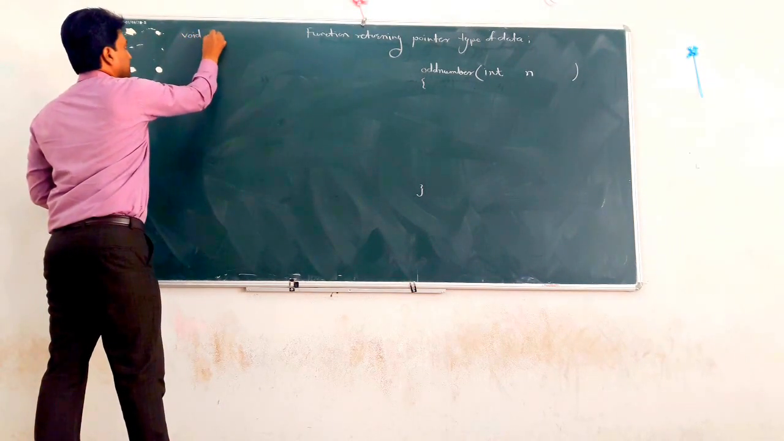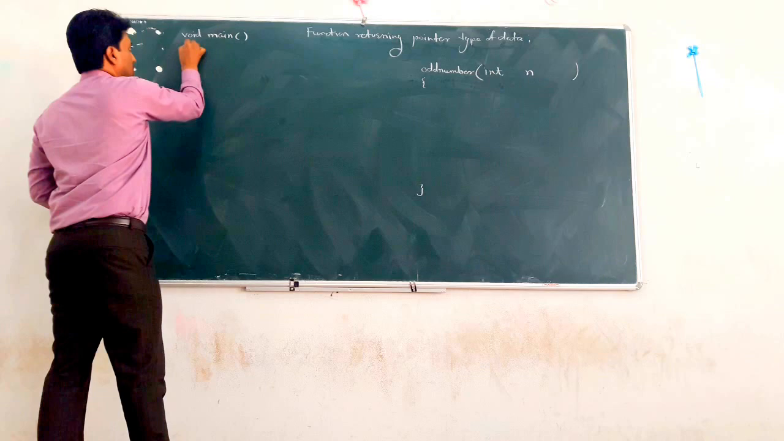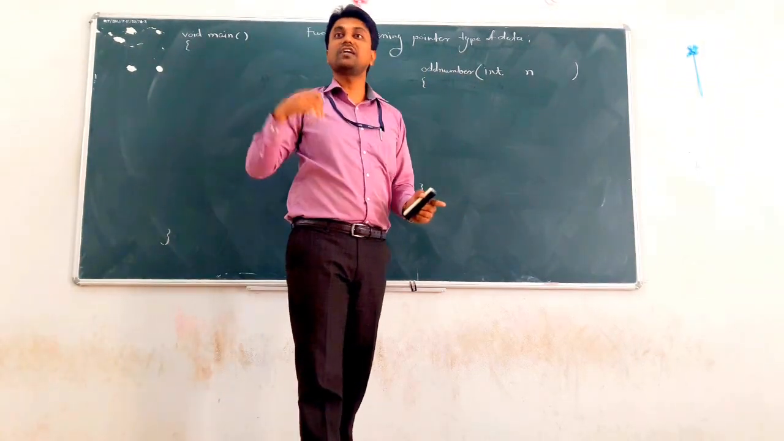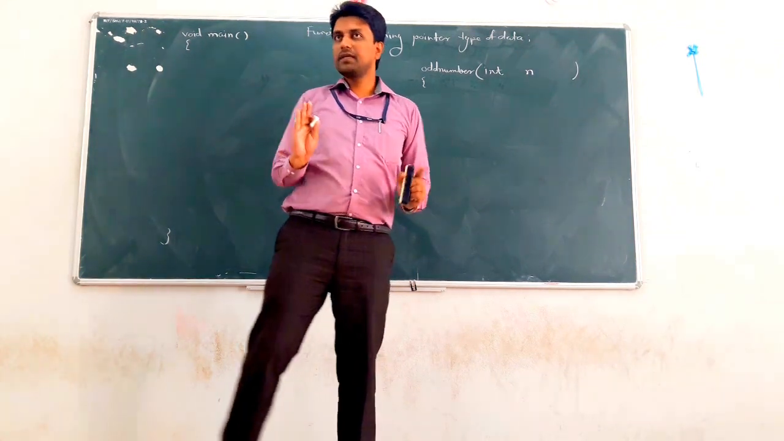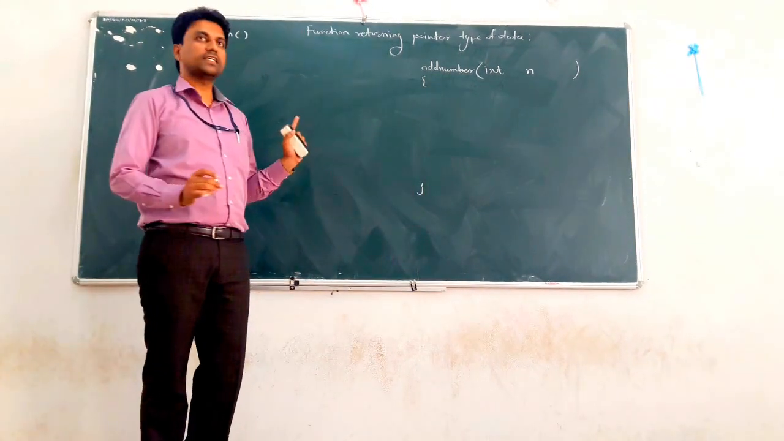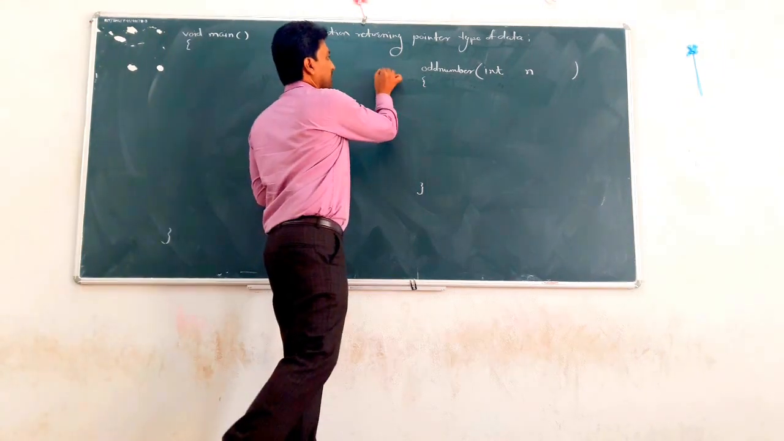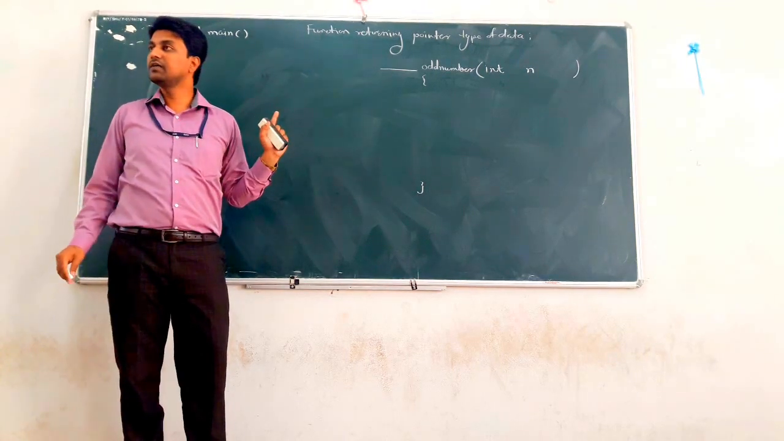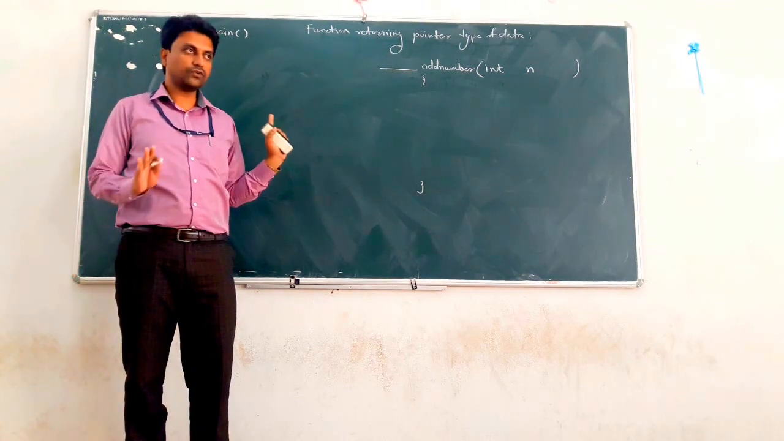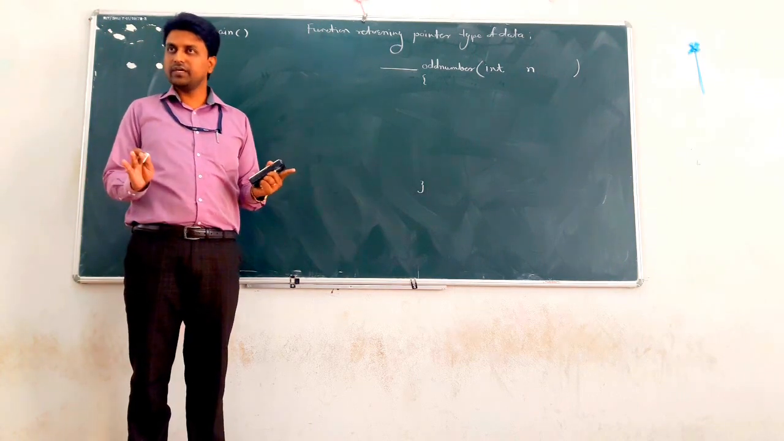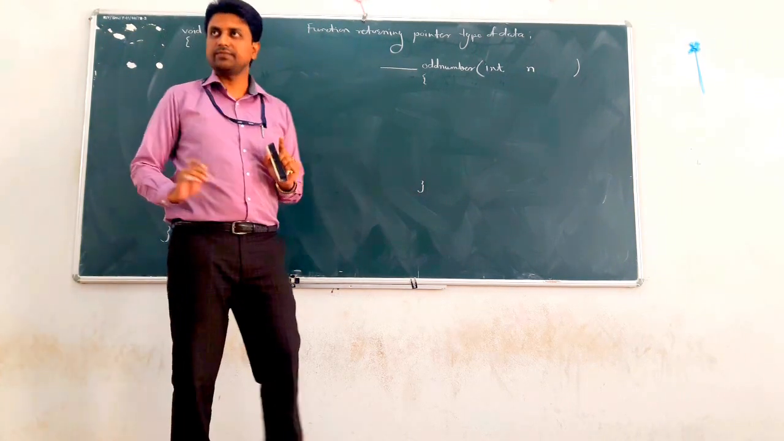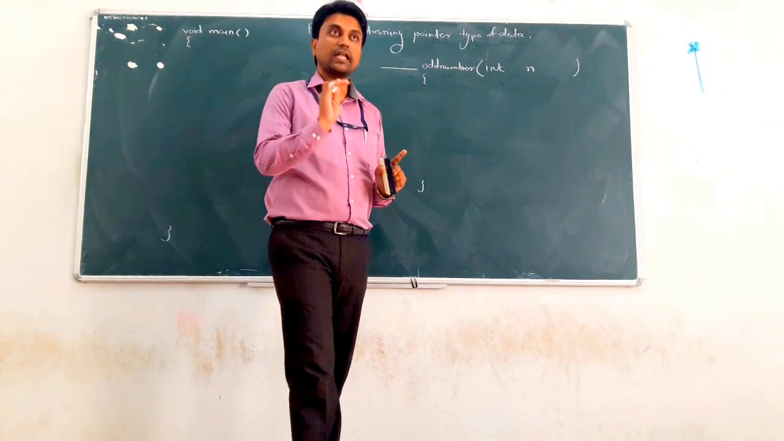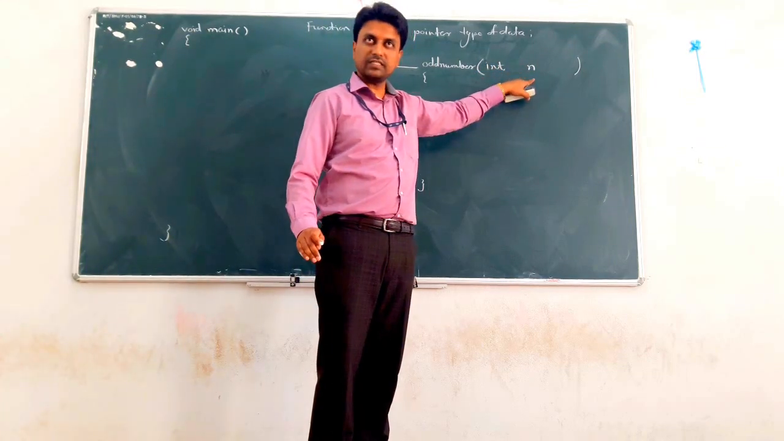So we can design the void main. This void main is the calling function, and odd number is the called function. Clear? So the next thing is to decide the return type. What is the return type of your function? We have to decide it. Looking at the body of odd number, what is the function of odd number? It calculates n number of odd numbers.